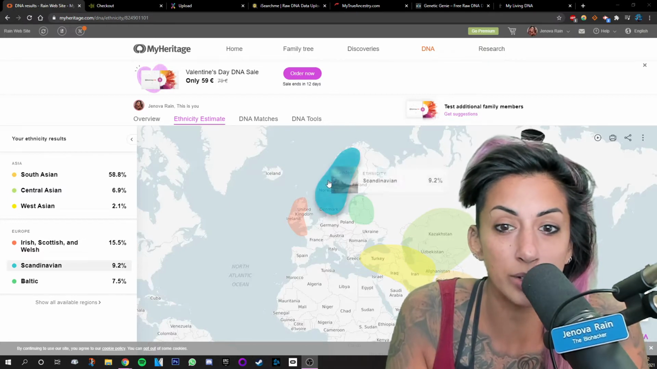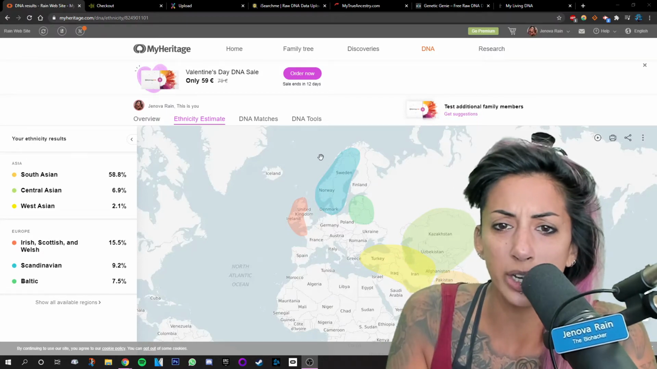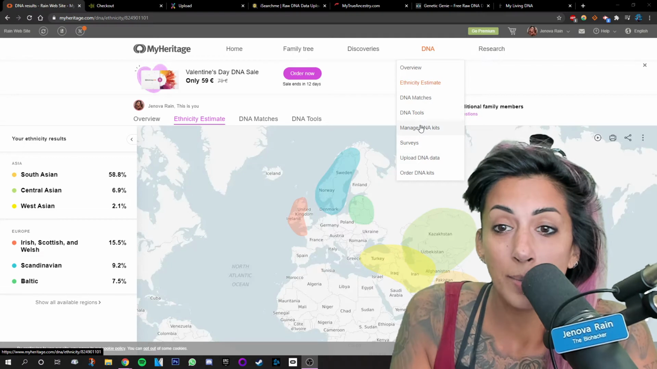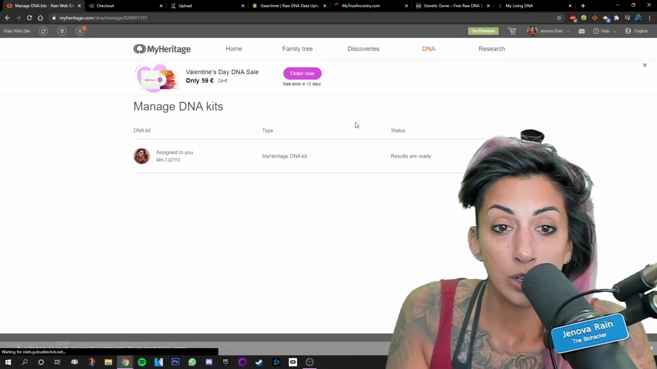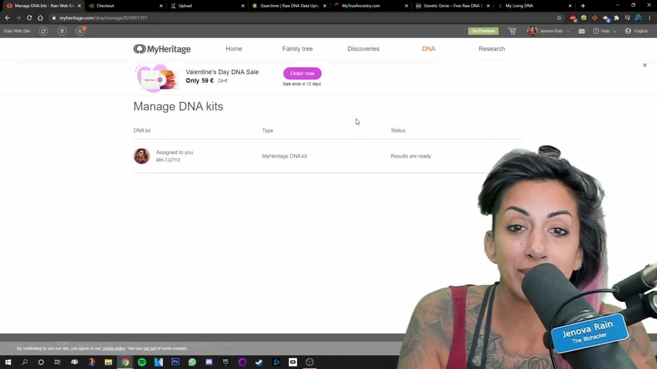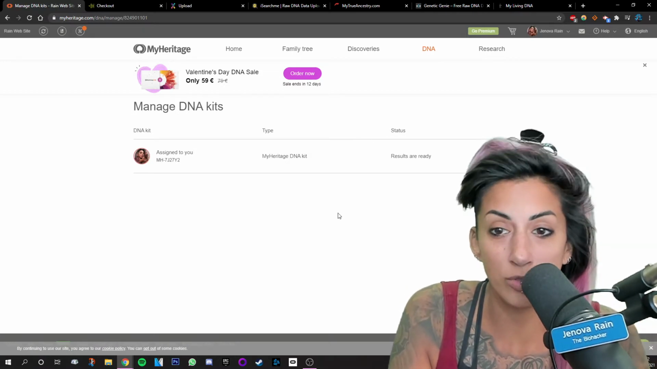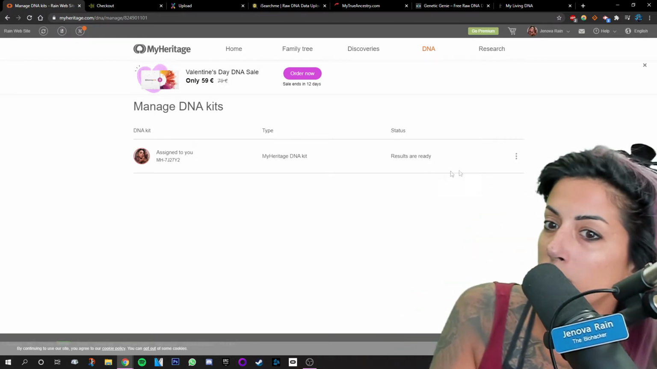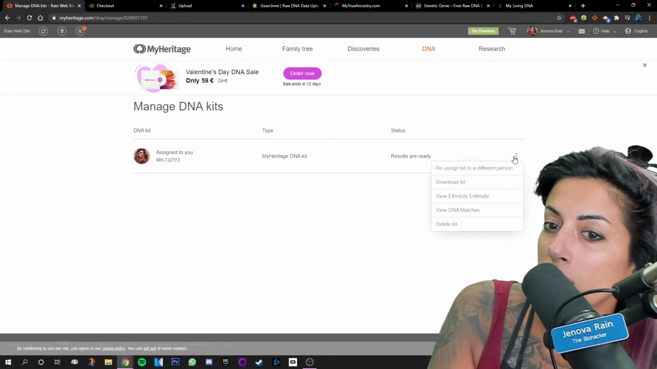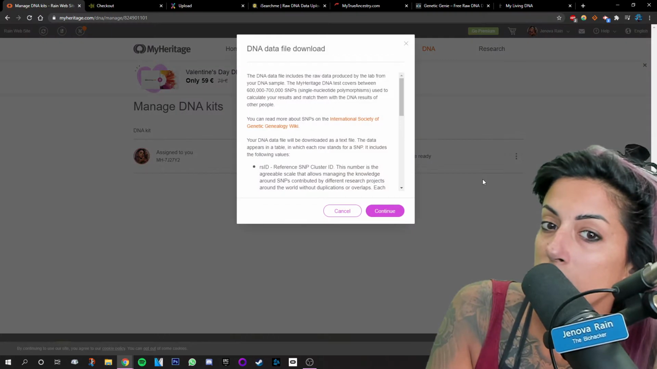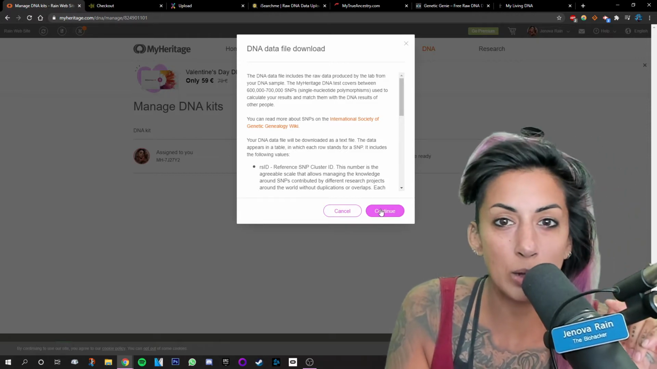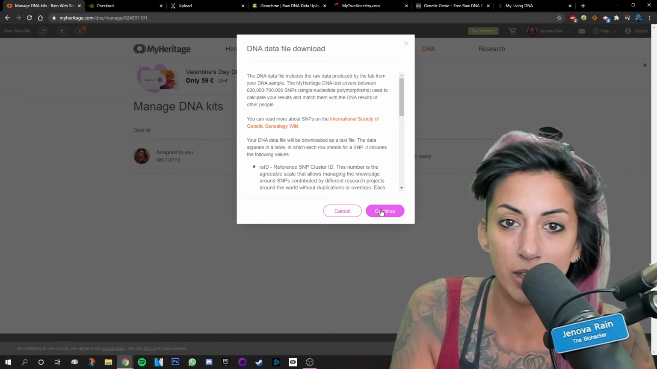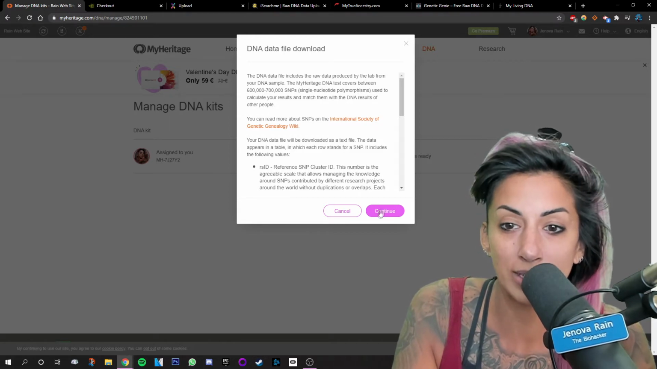So let me first show you how you get your DNA data, because this was actually way more complicated than it needed to be. So DNA tab, manage DNA kits. If you've got multiple people in your family and you've tested everyone, then you're going to have all of these kits. Most of you will only have one result that comes up here. You've got 3 dots here. Go here. Download kit. No. You'll get this. You'll get continue. It will then give you an email with a link. You press the link. It brings you back here. You put your password in, and then the download automatically starts.